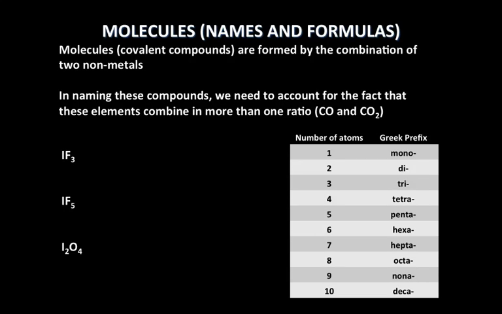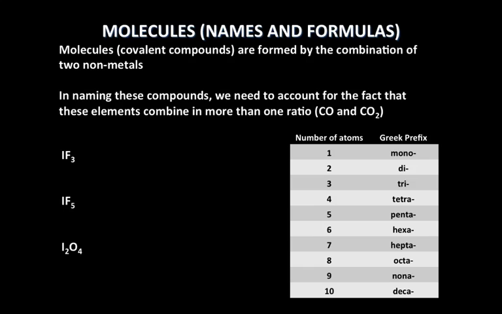So this is going to look at how to name compounds that are covalent, where the atoms are sharing electrons, where we form molecules. And most of the time, that will mean we're combining two elements from the right side of the periodic table, or two nonmetals.